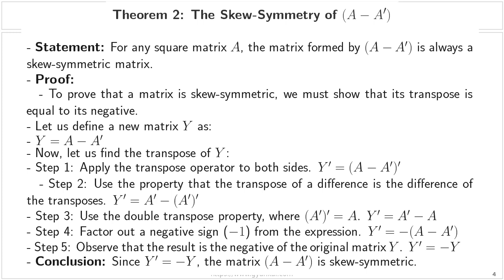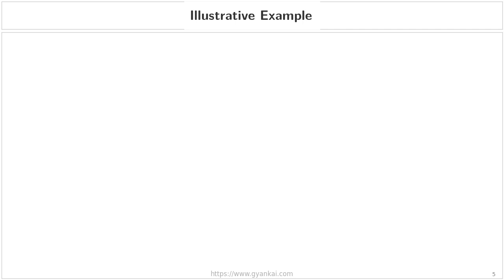Now that we have completed the theoretical proofs for both symmetry and skew-symmetry, let us proceed to the next slide to verify these results using a numerical example. Illustrative example. Now that we have established the theoretical proofs for both theorems, let us put them into practice with a concrete numerical example to see how these properties behave in real time.